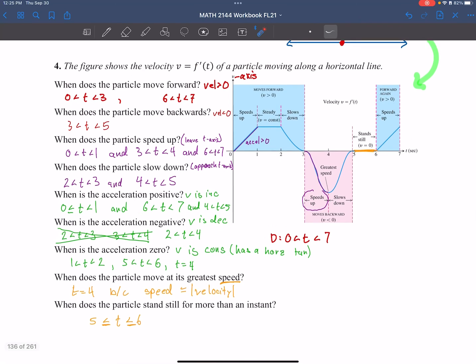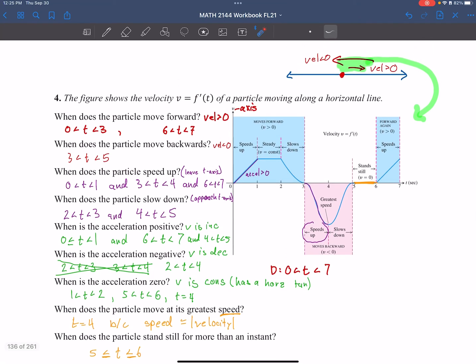Again, the physics behind the graphs are a little bit tricky. It requires some thought. Here's an example that we worked through together. Does anyone have any questions on any of these problems?